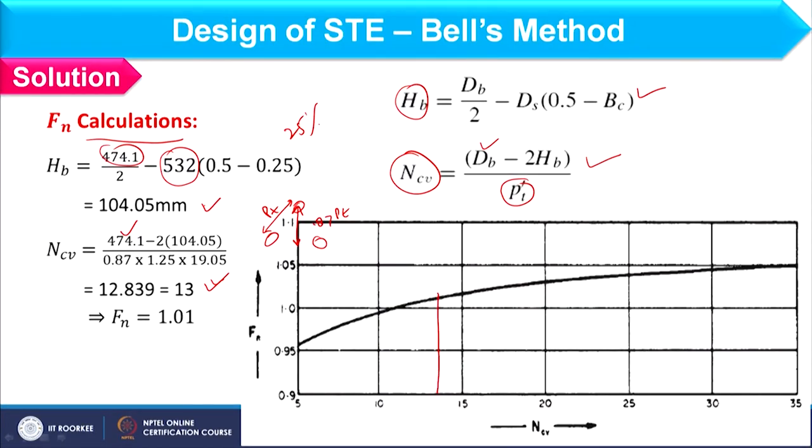So, what you have to do, you have to round it up. NCV should be rounded up. So, whatever value you have obtained, just consider next integer value of that, and so we can obtain NCV as 13. Now, once I am having NCV as 13, you can use this graph and somewhere here you can find the value, and if you see the value will be around 1.01. If you find the value from this graph, it should come as 1.01 Fn value, right?